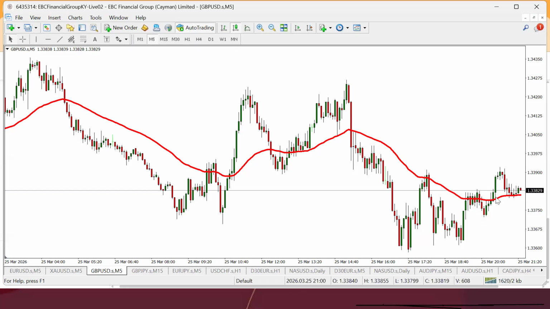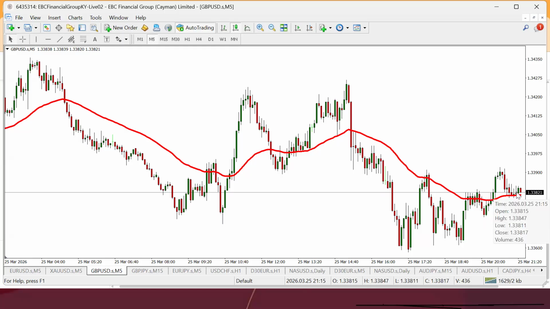All right. Now, eventually, we saw a break of this moving average. This is now an upward trend, kind of, right? Price is now moving up. You can say price is moving up right now, right? Because price is above the moving average. So we are expecting an upward trend.